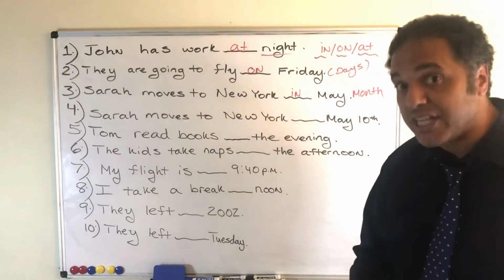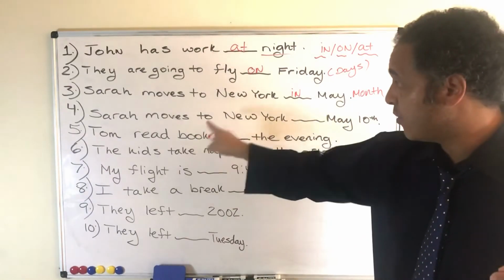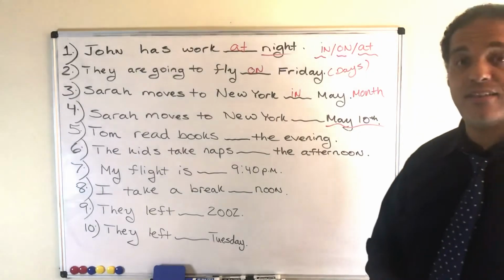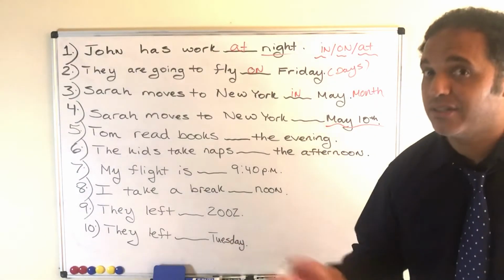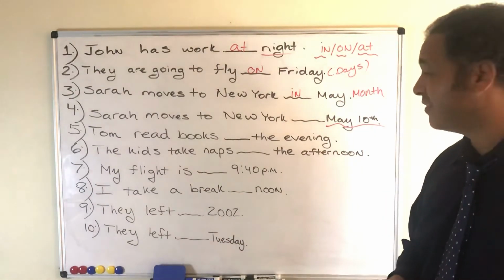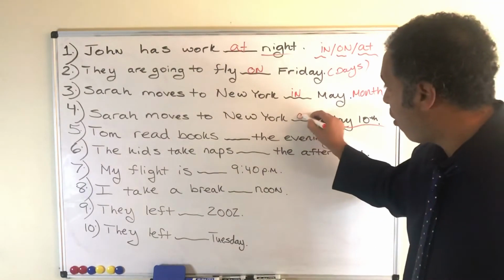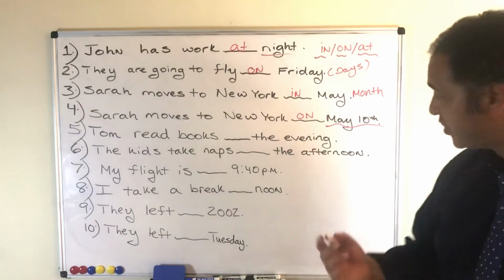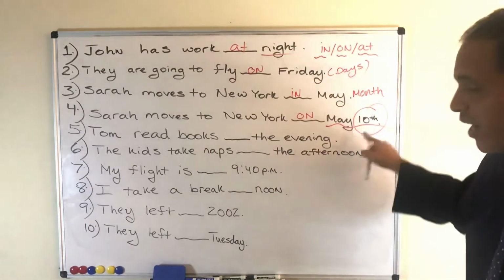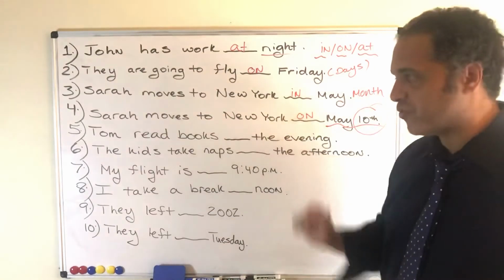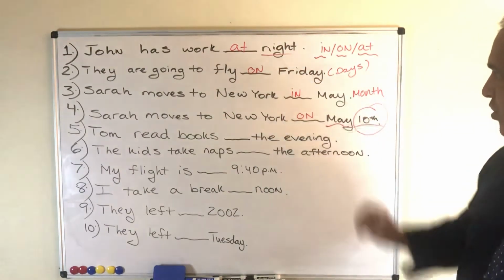Now, I've changed it. Sarah moves to New York blank May 10th. What is it now? Okay, now the preposition changes. On. And the reason is because now I give you a specific day that she moves to New York. So, notice those examples there.